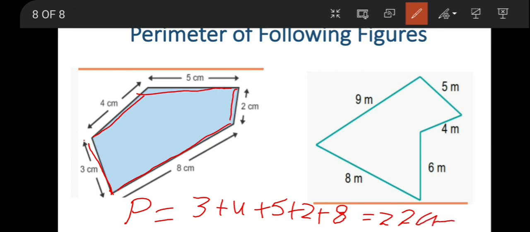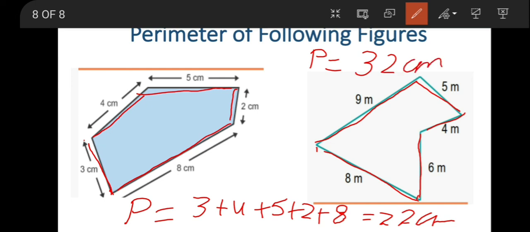Let us take one more example. In this figure, start from here. 9 plus 5, 14, 14 plus 4, 18, 18 plus 6, 24, 24 plus 8, 32. So in this figure, we get the perimeter as 32. So we simply need to add all sides to find the perimeter, and we have to come back to the same point.